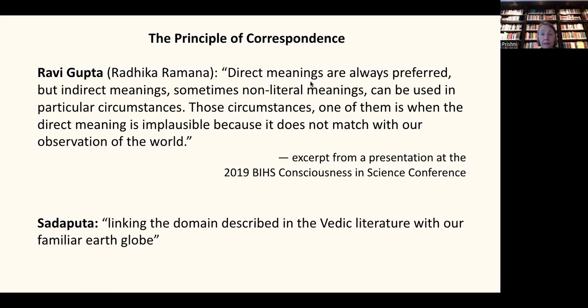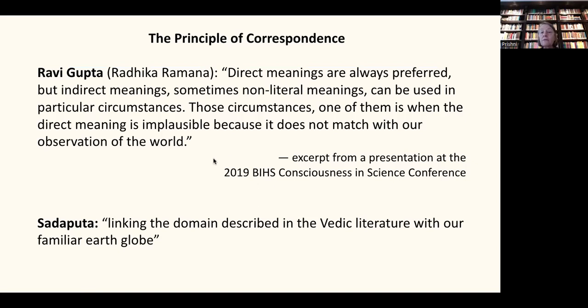So direct meanings, that's the old theory, that's classical physics. Direct meanings are always preferred. We want the simple version, right? But indirect meanings, sometimes non-literal meanings, can be used in particular circumstances. And what are those circumstances? Well, one of them is when the direct meaning is implausible because it does not match with our observation of the world. This is a rephrasing, actually, of Niels Bohr's correspondence principle, put in terms that are meaningful to us today.